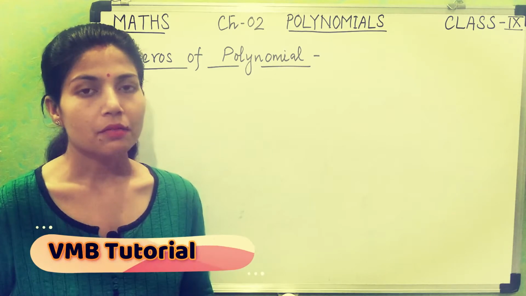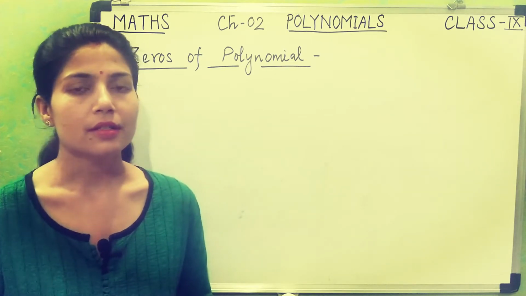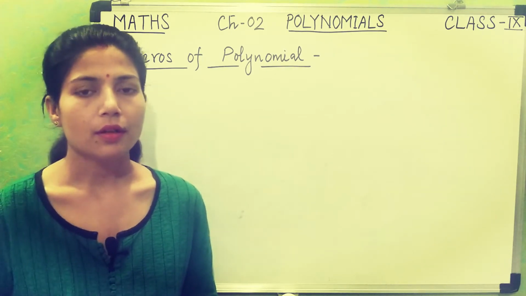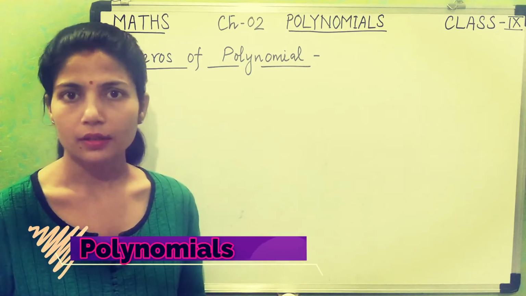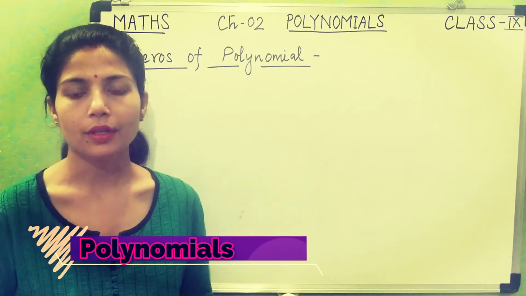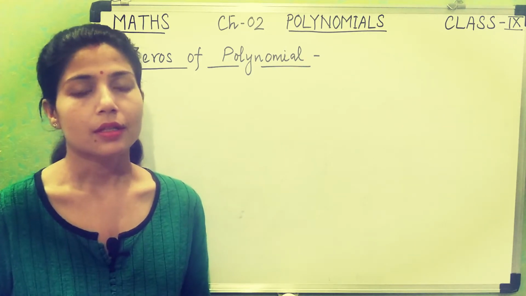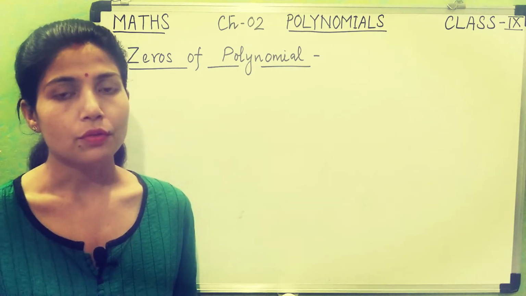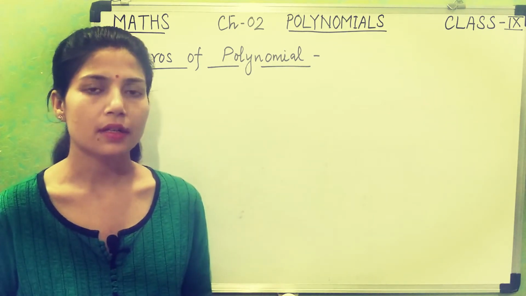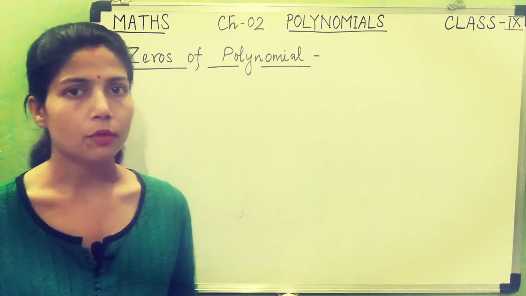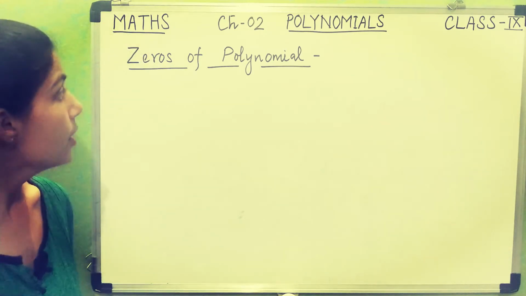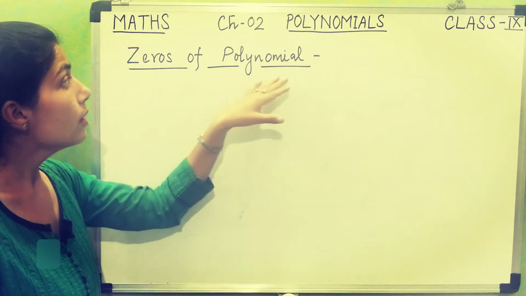In the previous session, we discussed the main exercise and introduction part of the polynomial chapter, that was 2.1, and today we will discuss exercise 2.2. Before starting the exercise, first we understand some points related to it. Okay, so zeros of a polynomial.